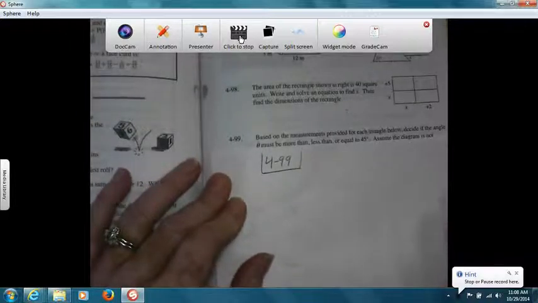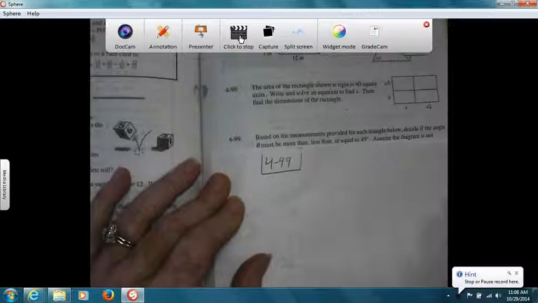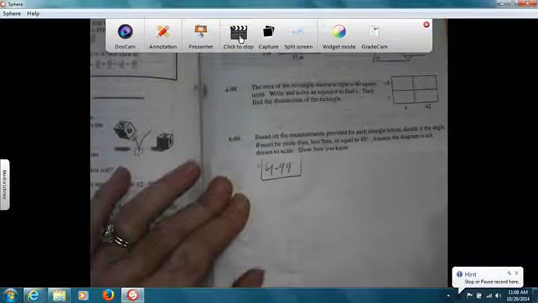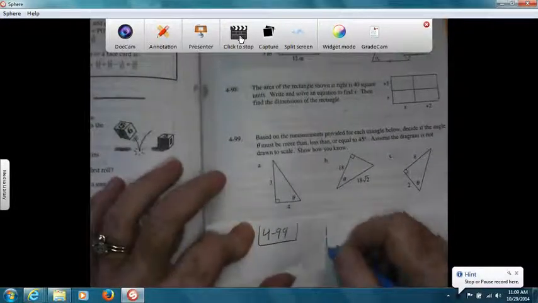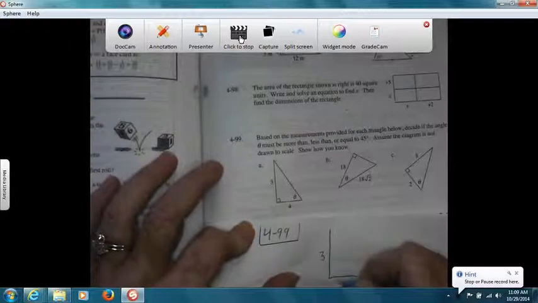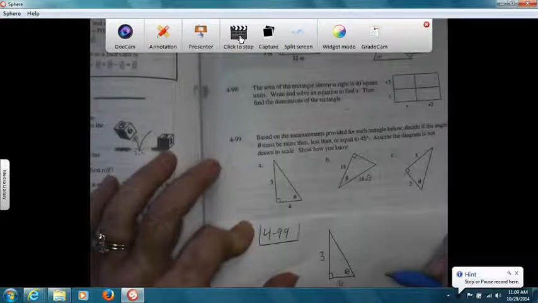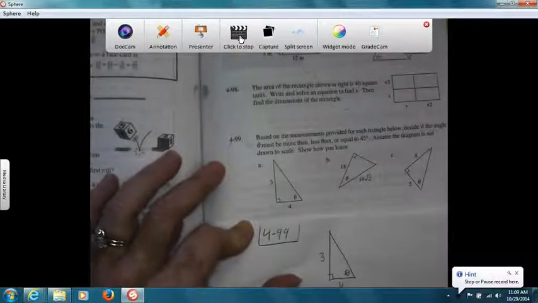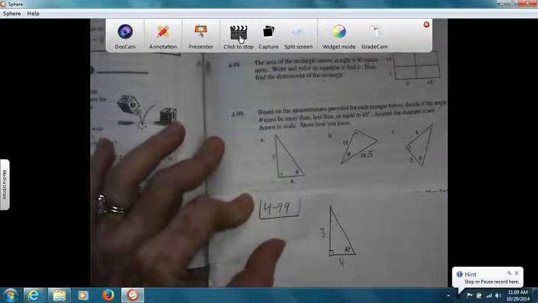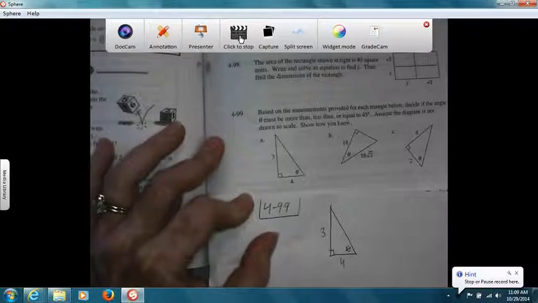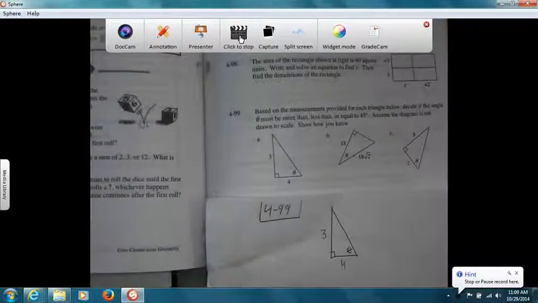Based on the measurements provided for each triangle below, decide if the angle must be more than, less than, or equal to 45 degrees. Assume the diagram is not drawn to scale. Show how you know. Oh, okay, so does anyone have any ideas about this one?